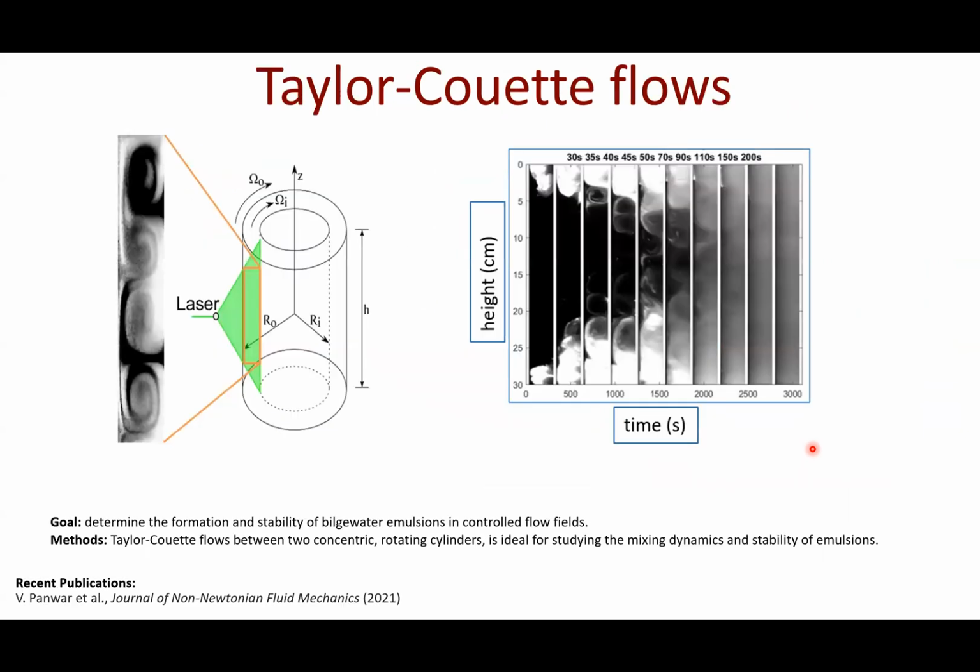To determine the formation and stability of bilge water emulsions, a Taylor-Couette cell is used. It consists of two concentric rotating cylinders and is ideal for studying mixing dynamics and stability of emulsions. We also plan to use this setup to study the flocculation of microfluidics.